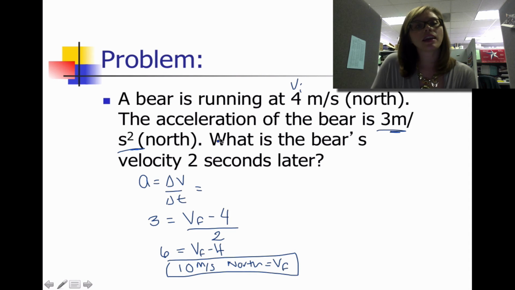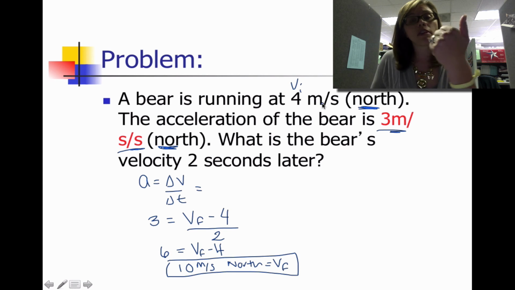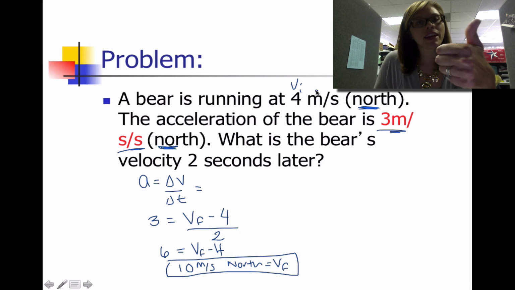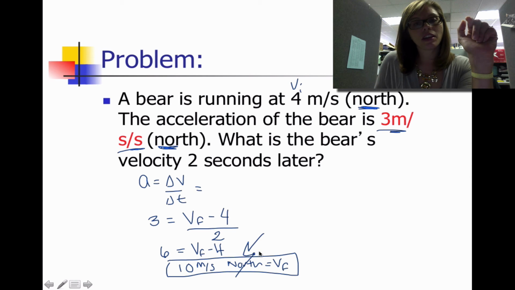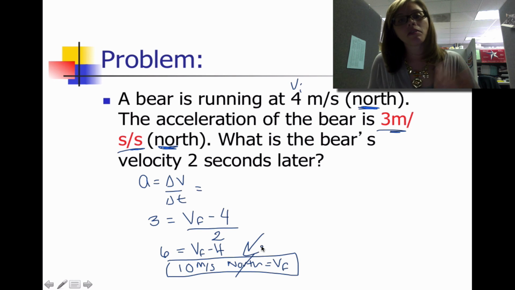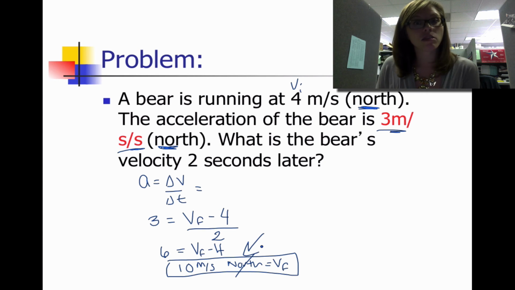But you could reason this out. Since the acceleration is in the same direction as the velocity, it just means that every second the bear is speeding up by 3 meters per second. So if we start at 4, 1 second later we're going to be at 7. 2 seconds later, we'll be at 10. So you can reason out this answer without doing all the math. It's good to get in the habit of doing both so you can check yourself, see if your answers are reasonable.